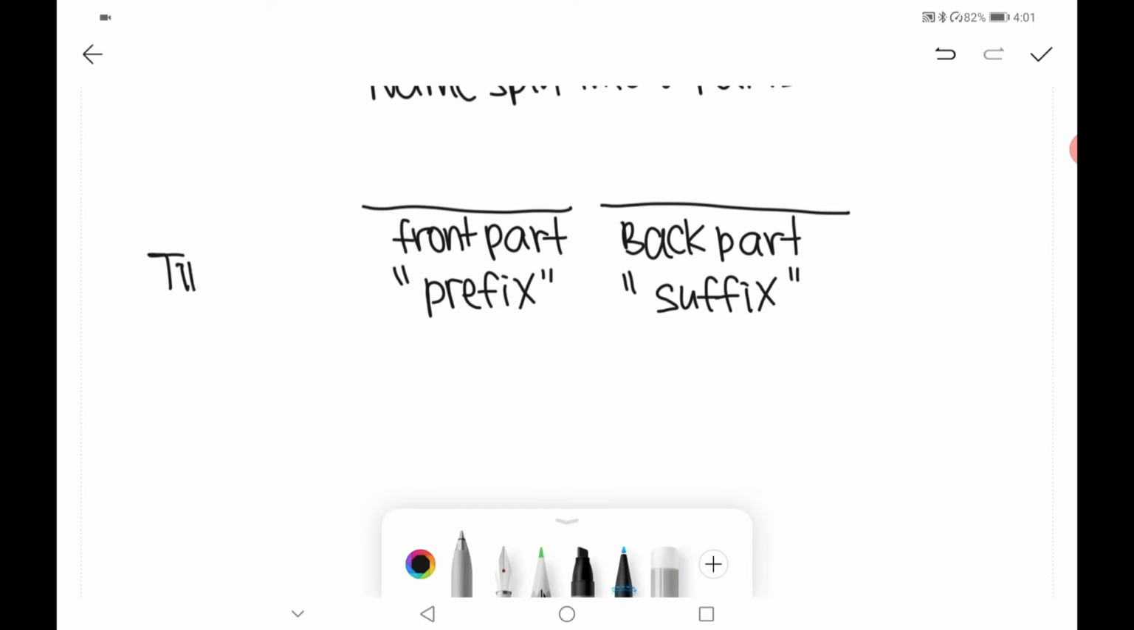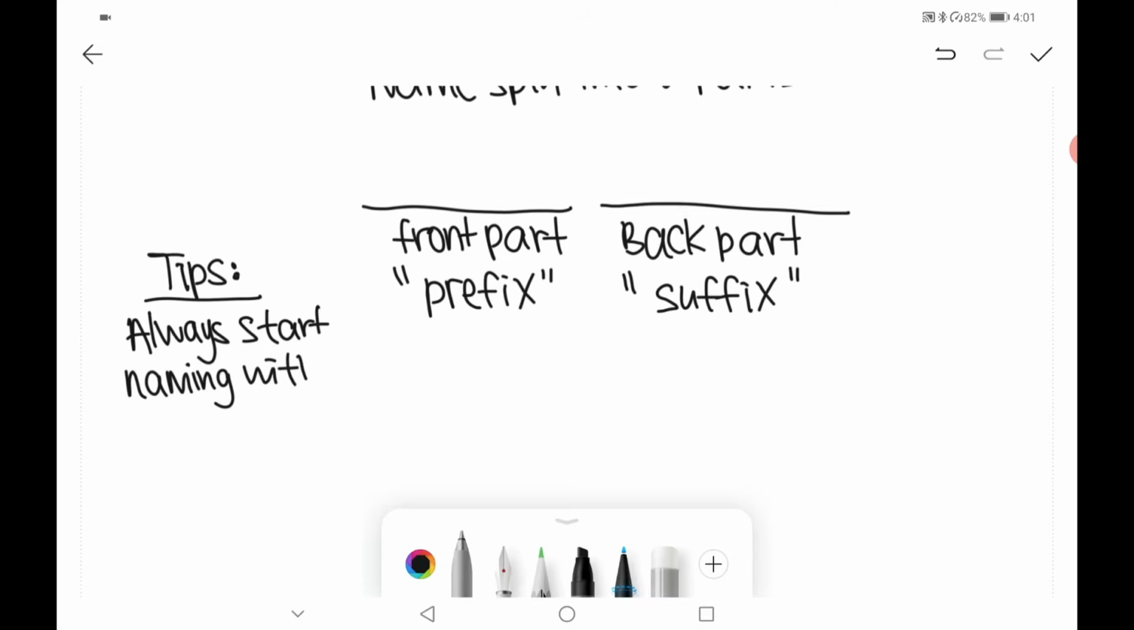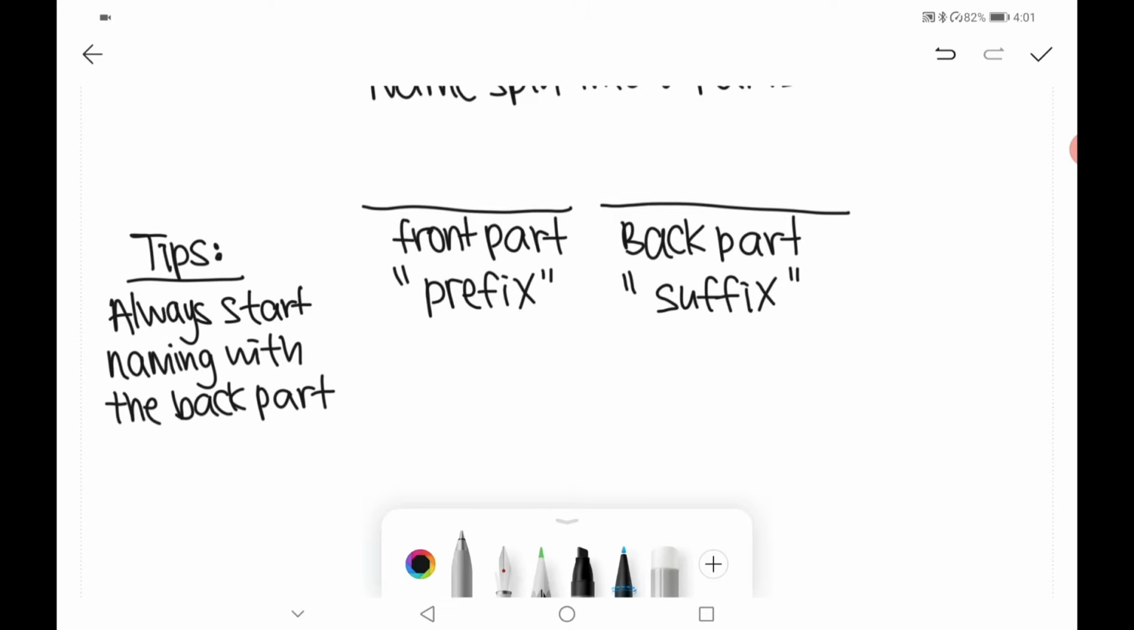Always start the naming with the back part. Don't start with the front part. I mean, you can, but starting with the back part is better and it's easier. So if possible, always start from the back part. You must know how to name the back part. How are we going to name the back part?